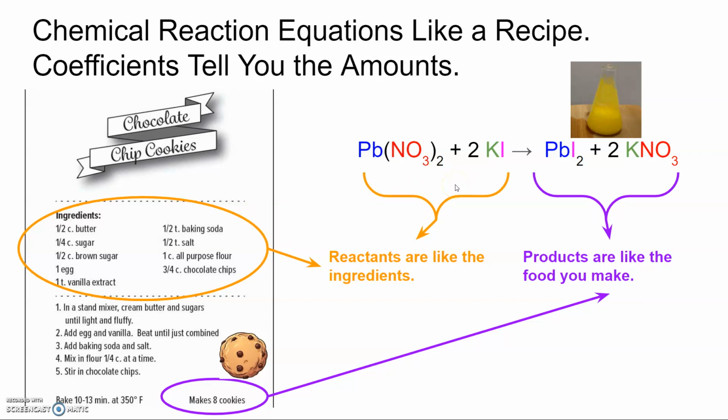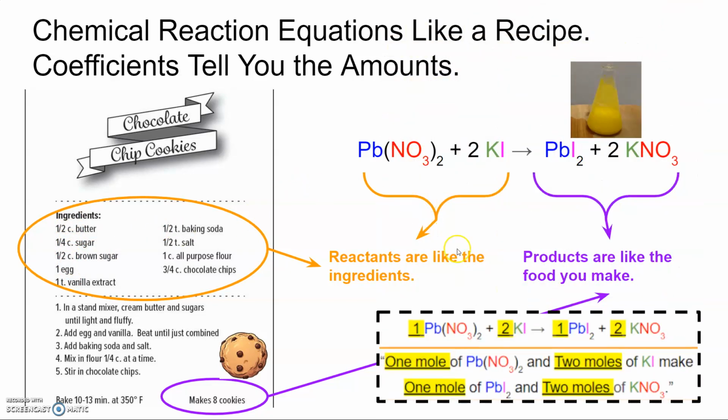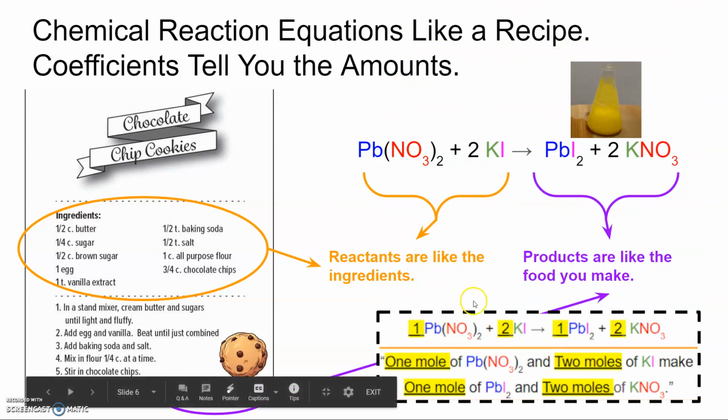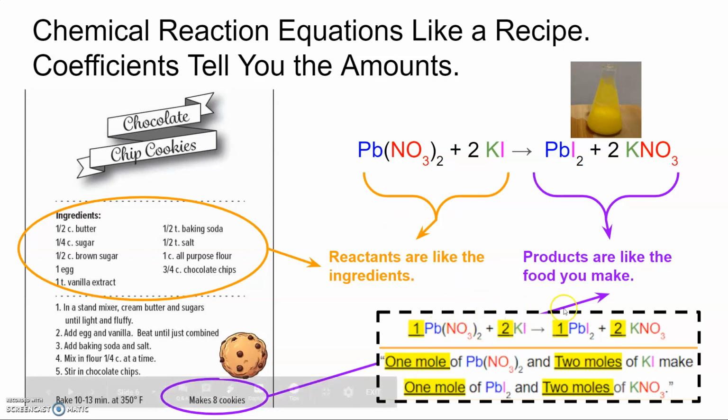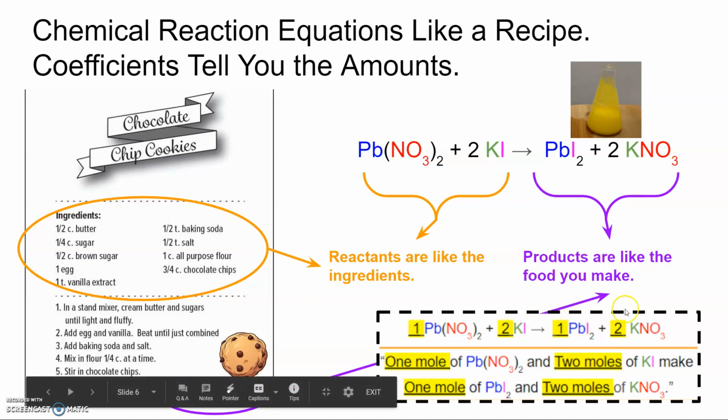Now, what about the measurements? In the recipe, the measurements are listed here as cups, teaspoons, etc. But in a chemical reaction, the measurements come from the coefficients in the balanced chemical equation. Remember, these are also known as molar coefficients. So we can read this reaction up here as 1 mole of lead nitrate plus 2 moles of potassium iodide make 1 mole of lead iodide and 2 moles of potassium nitrate. So our measurements here would be those coefficients in the balanced chemical equation.